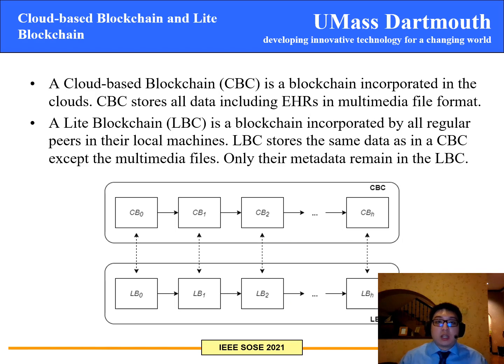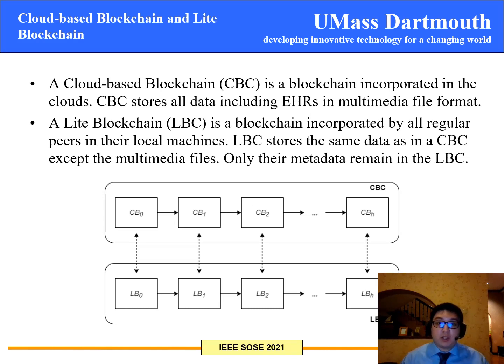We introduced cloud-based blockchain and the light blockchain as part of our approach to store EHRs in the blockchain. A cloud-based blockchain is a blockchain incorporated in the clouds. CBC, or cloud-based blockchain, stores all data including EHRs in multimedia file format. A light blockchain, LBC, is a blockchain incorporated by all regular peers in their local machines. LBC stores the same data as a CBC except for the multimedia files.